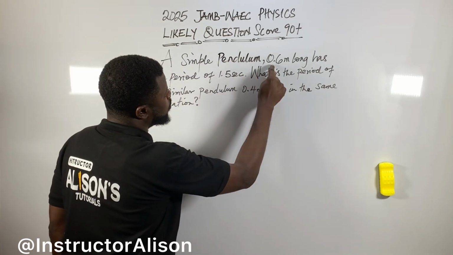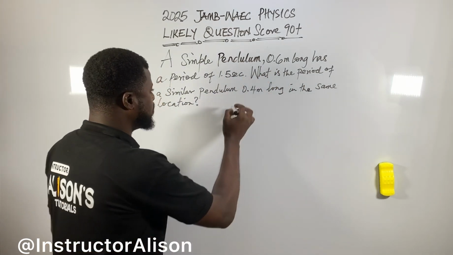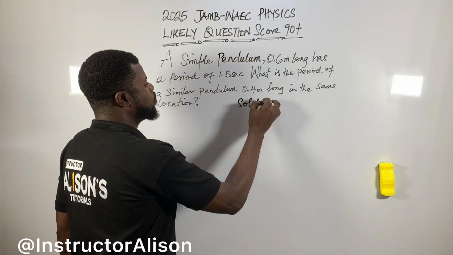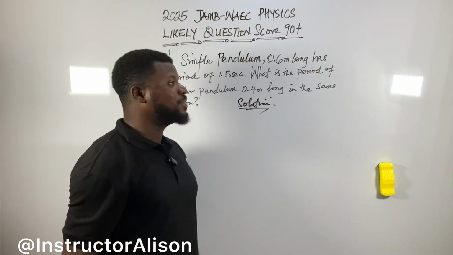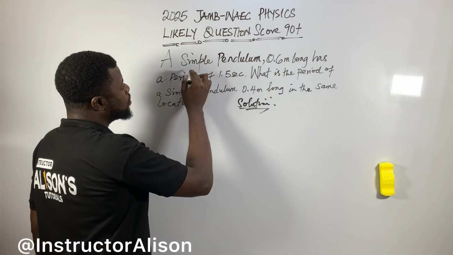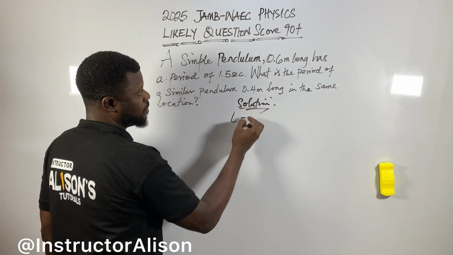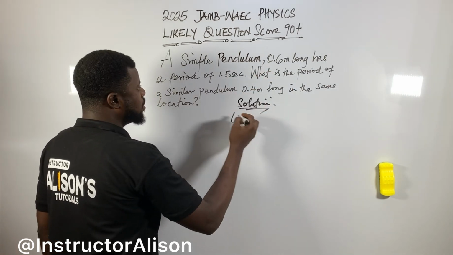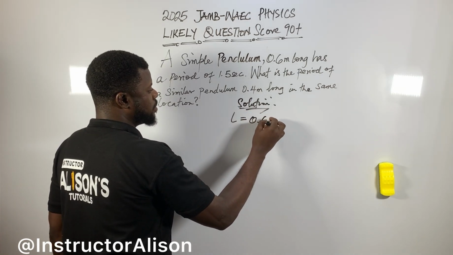A simple pendulum 0.6 m long. I know they like to waste time. The first thing to do is to bring out the parameters for this particular question. You know what a parameter is? Those are the things they give inside the question. They say the simple pendulum is 0.6 meter long, so that is the length. Anytime we see meters for this kind of thing, the simple pendulum formula has length in it. I will show you the formula.